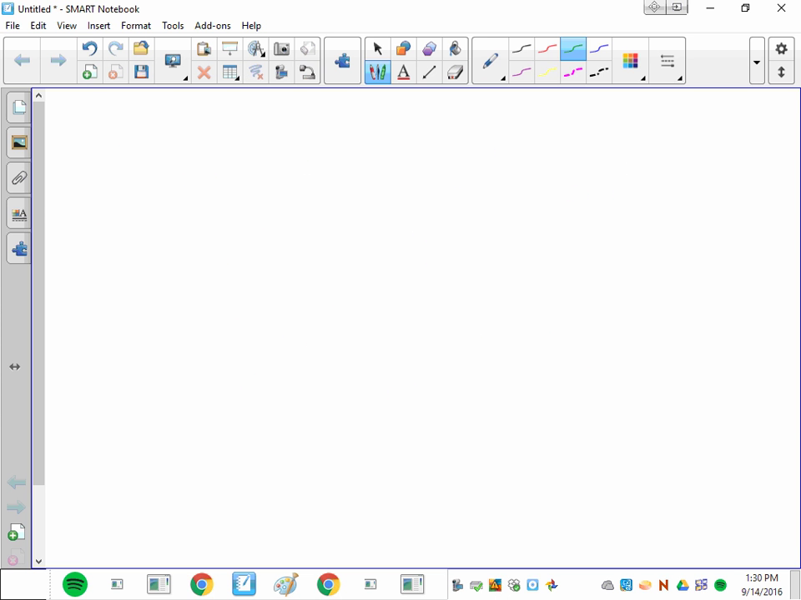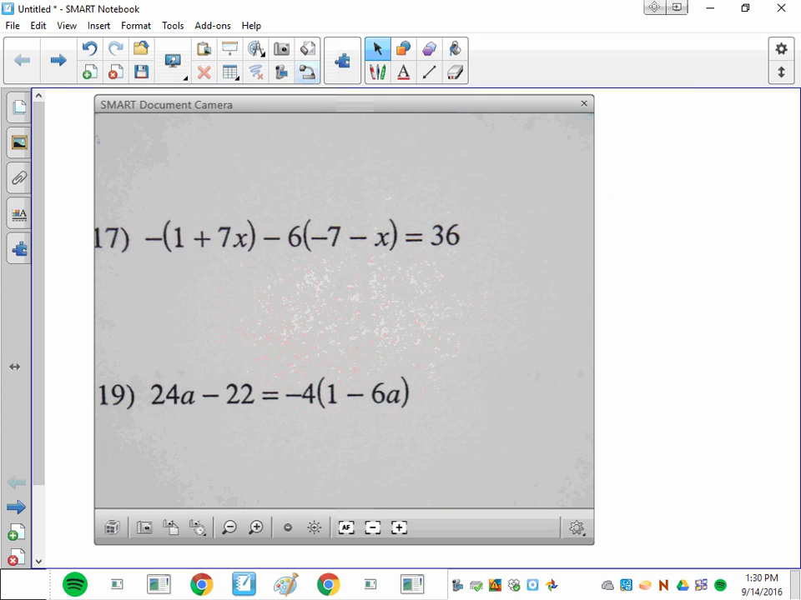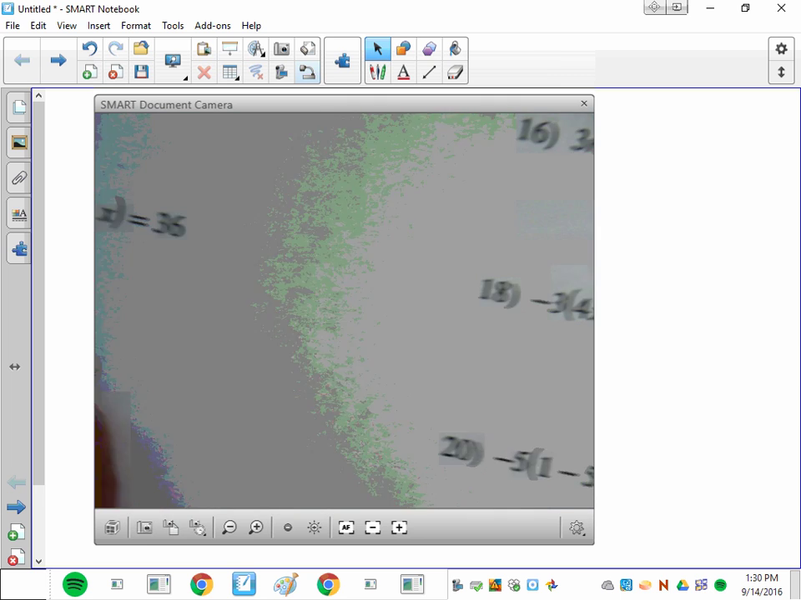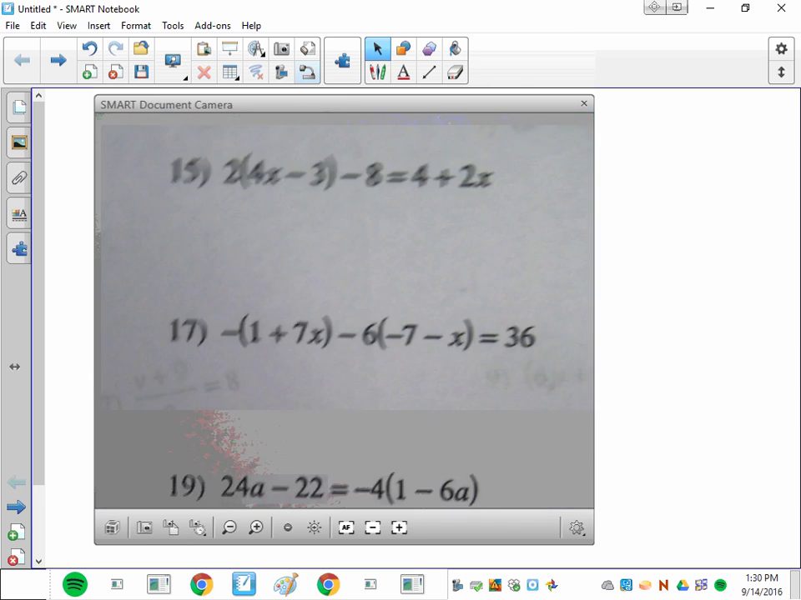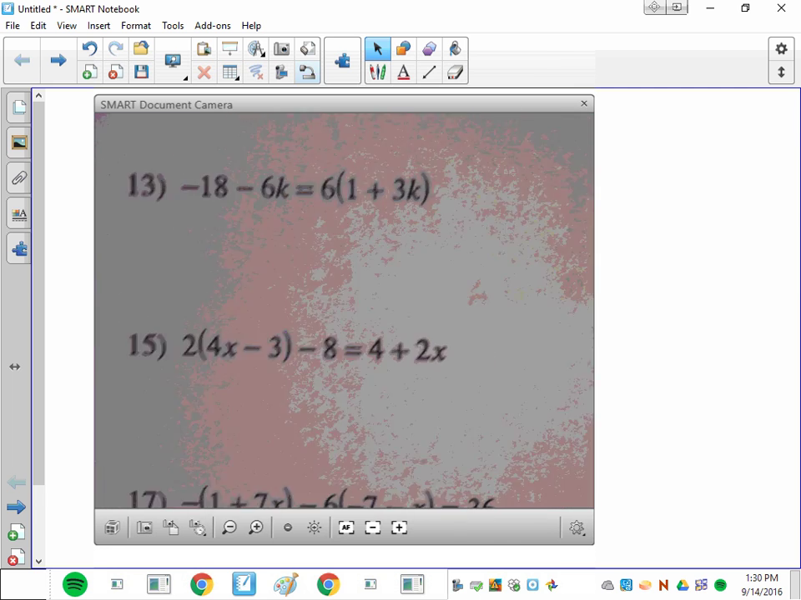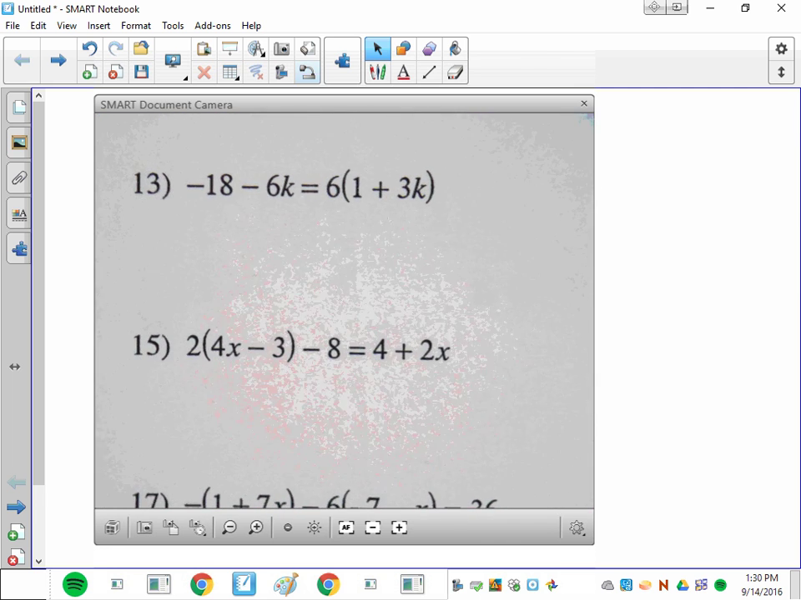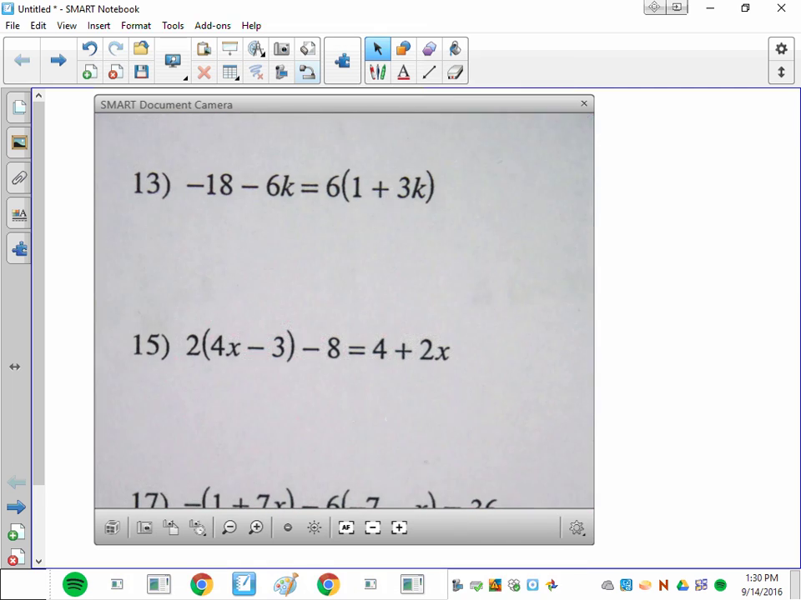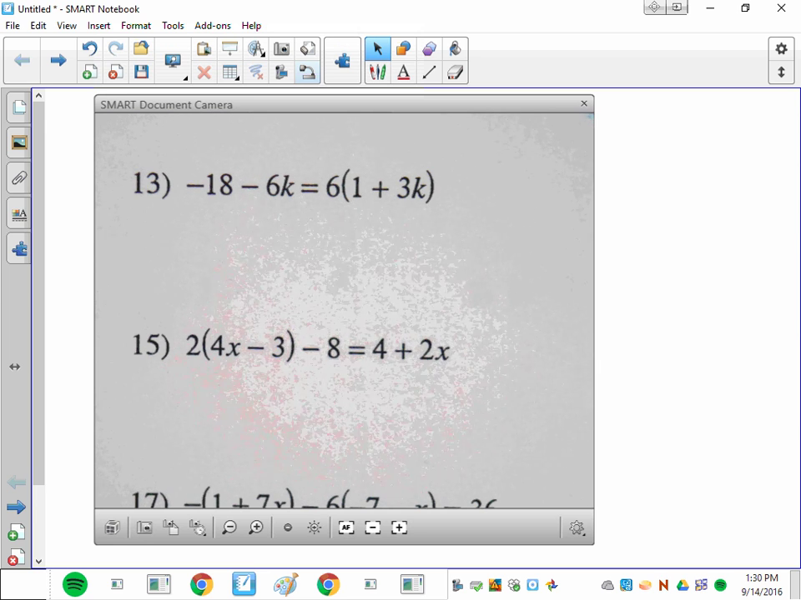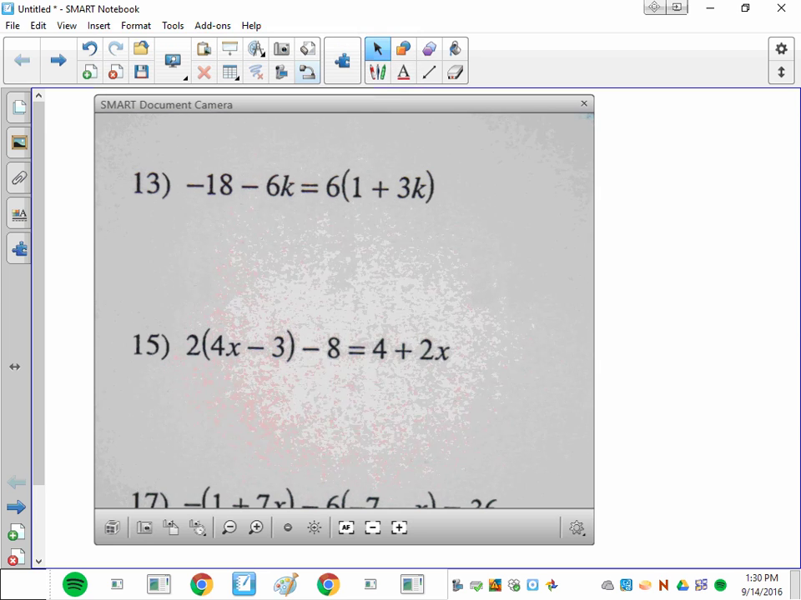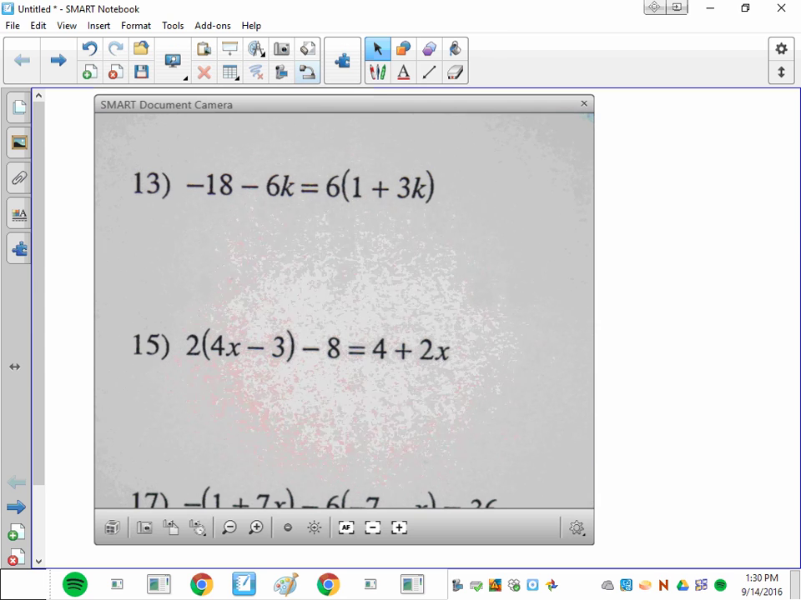Okay, take a look at the assignment today. Let's look at number 13. This incorporates several of the things we've reviewed. You have variables on both sides. You have the option to either divide by that 6 on the right side or distribute that in.